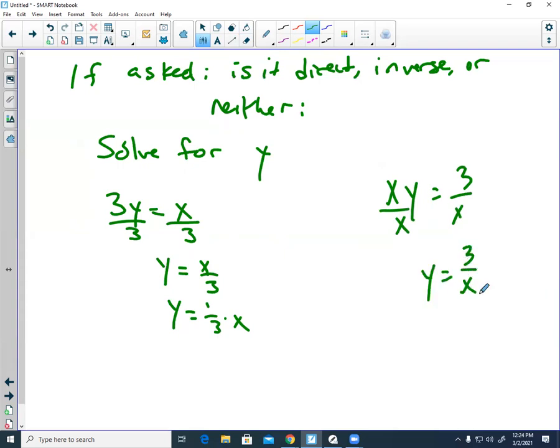Is this direct, inverse, or neither? Inverse. It's something over x. If you see a plus sign or a minus sign, it is neither. There's nothing you can do about it. There's no issue. If you see something where you have an addition or a subtraction, you don't have to worry about anything.